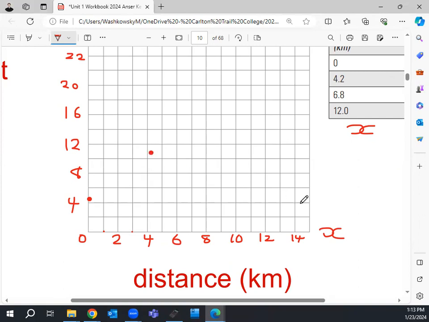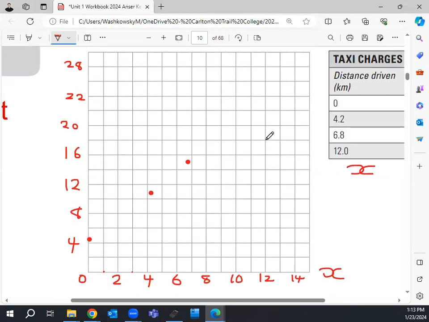This seems right. At 6.8, it's 14.70. So again, you're just doing your best here. It's not going to be perfect because we have these weird numbers, right? Those decimals. Decimals tend to be something that throws us off. We know how to do it, but oh, there's a decimal and it scares us. And then at 12 kilometers, it cost me $23.50. So I just follow along my 12 line until I get to 23.50.